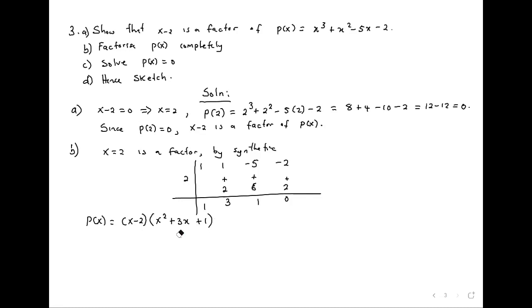We'll just leave it here. Now, you insist on factorizing it completely if it is nicely factorizable. This one is not nice to factorize, since it requires the formula, so we leave it like that. Then we go to part C and equate this to 0, but we have it in this form.